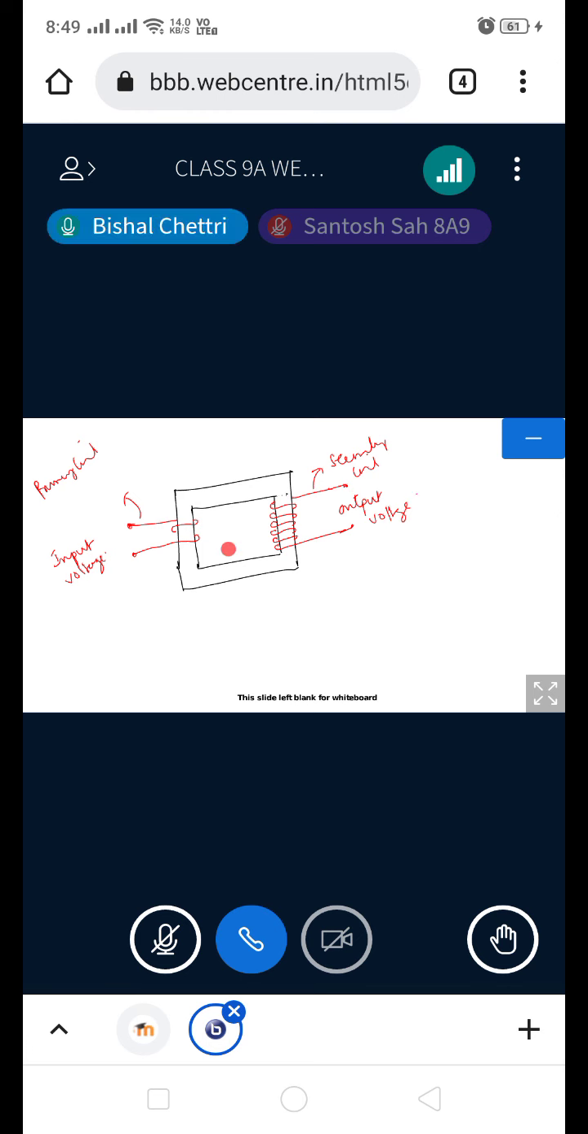By looking at the diagram, we know that the number of turns in the secondary coil is greater than the number of turns in the primary coil. Yes, sir. Step-up transformer. Okay. So over here, if you see, the two coils have different number of turns or not? Yes, sir.